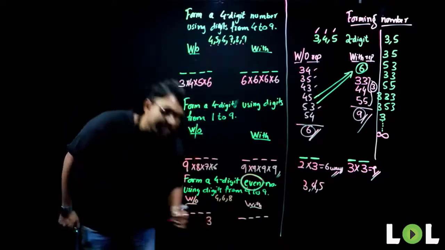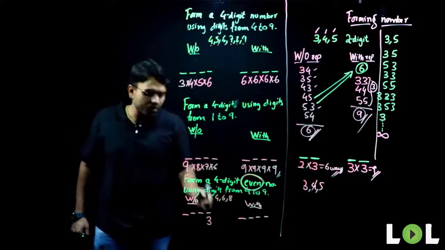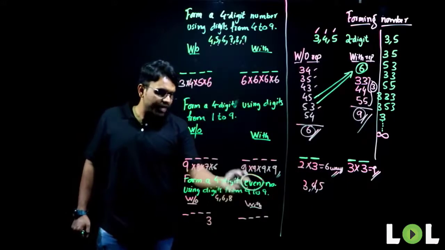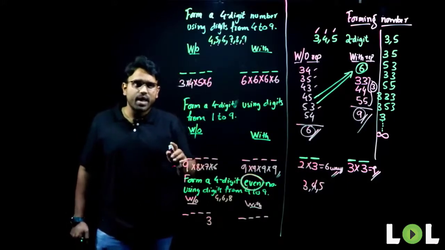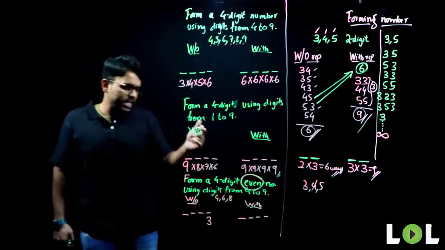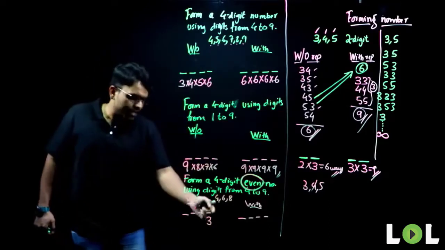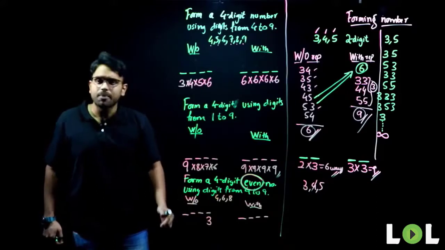I can fill it in only three different ways. Why did I put 3 here? Start thinking. From 4 to 9, how many even numbers do I have? I have 4 and a 6 and an 8. So for any number to be an even number, the units place must have an even number.